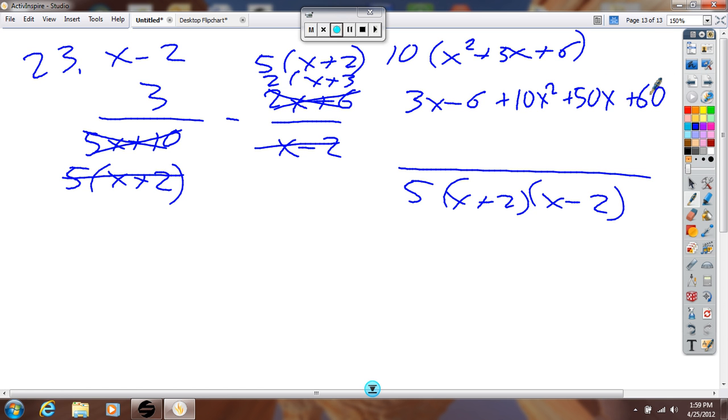And now I combine like terms. I've got 10x squared. I've got 50x and 3, so it's 53x. And I've got 60 minus 6, so that's a positive 54. Nothing goes into 53, right? So there's nothing common. There's no x over here. Nothing but 53 goes into 53. I don't think 53 goes into 10. Huh?